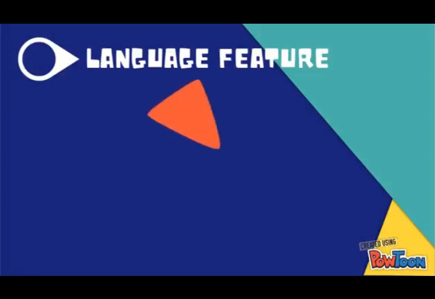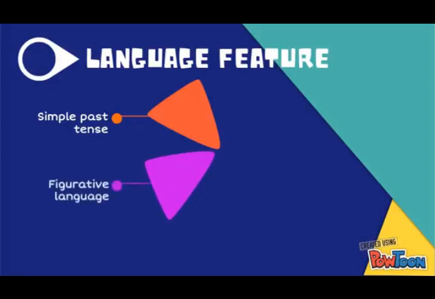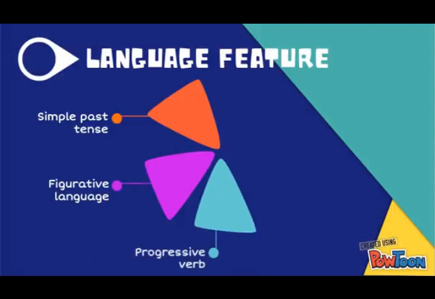It uses simple past tense. Well, you need to recall back to the beginning that narrative text tells us about past experiences, which means you must use simple past tense. Then, it uses figurative language and also progressive verb. In narrative text, we tell about a series of events. That's why we must use figurative language and also progressive verb.